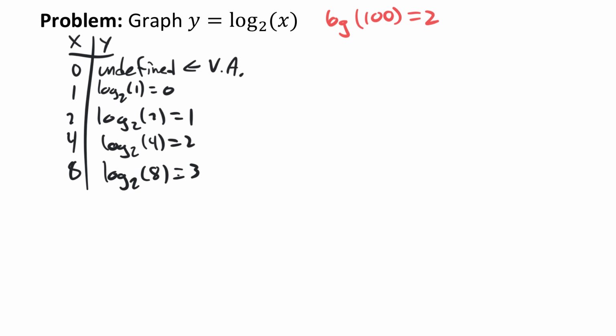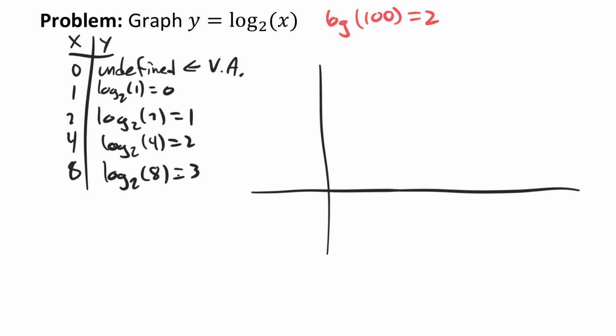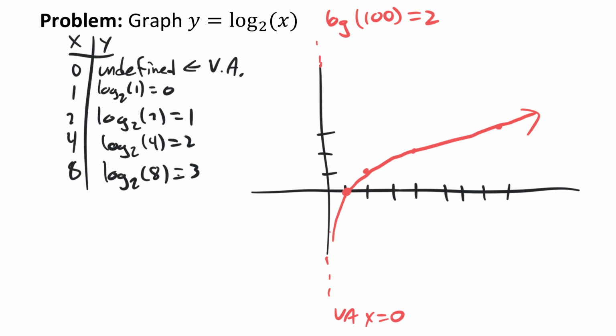That's why I didn't bother with another point. But here, we can get 8 on the graph. So let's go ahead and graph this. 1, 2, 3, 4, 5, 6, 7, 8. And we'll go up 1, 2, 3. So at 1 we get 0. At 2 we get 1. At 4 we get 2. And at 8 we get 3. We get that vertical asymptote, x equals 0. And there's our graph.